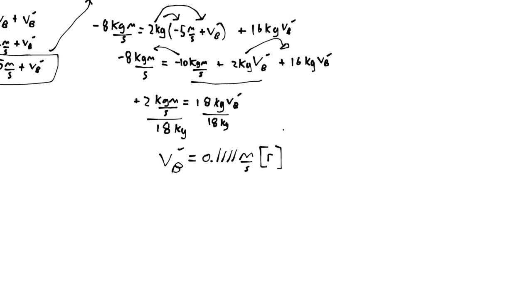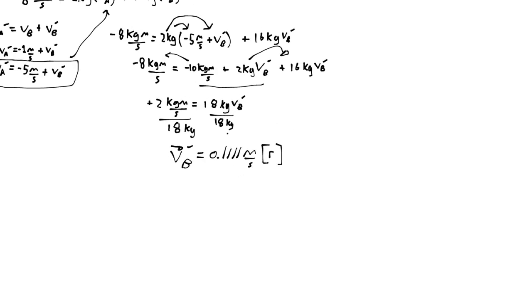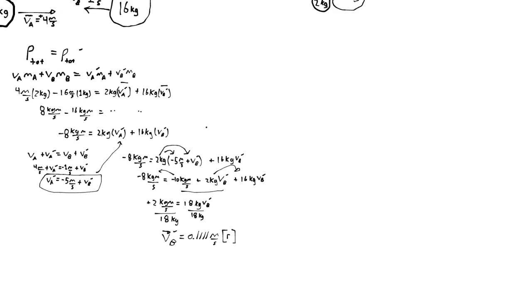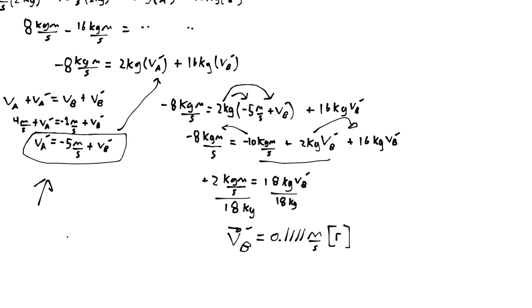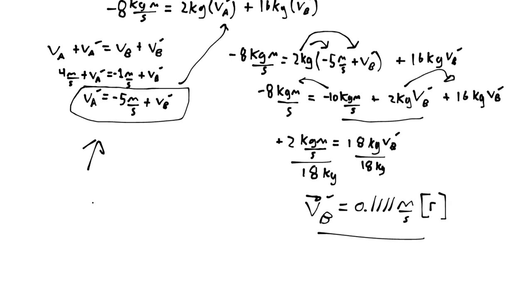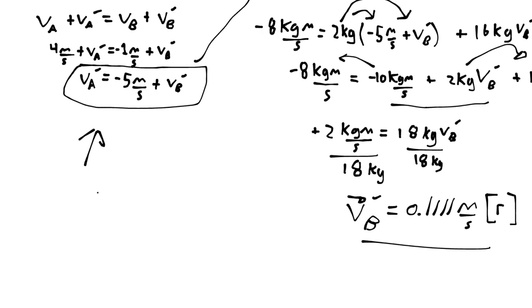All right, so now we found the final velocity of B, but now what is the final velocity of A? Remember this formula up here, that's going to come in handy now. We're going to find the velocity of A, so A prime. We're going to take this formula right here, and then we're just going to fill in this value right there for velocity B prime, and we'll get our number. So it's going to be VA prime equals -5 meters a second plus positive 0.1111 meters a second.